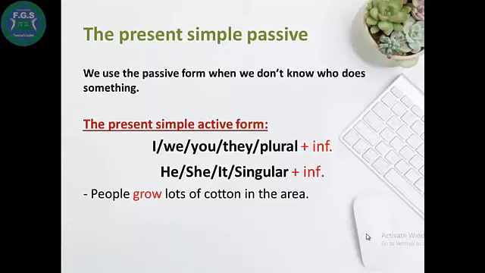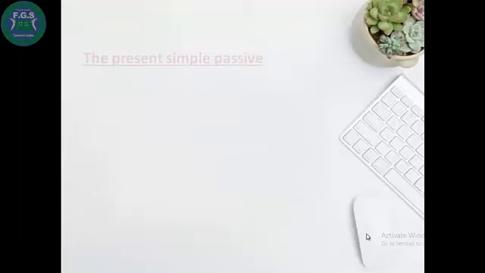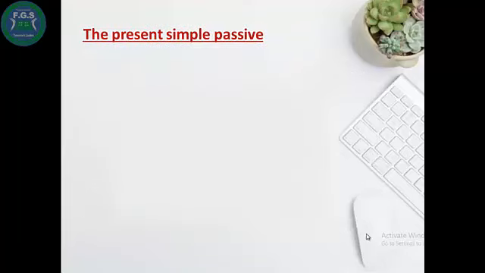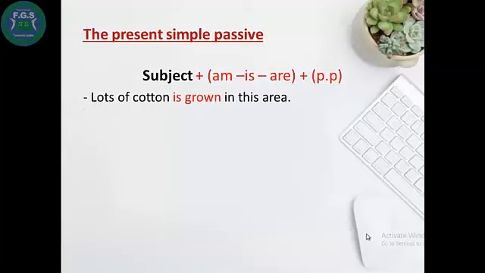People grow lots of cotton in the area. They make black honey from sugar. The present simple passive. In the passive we use the subject plus am, is, are plus the past participle of the verb. Lots of cotton is grown in this area.